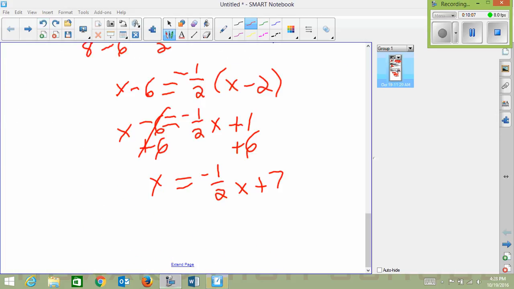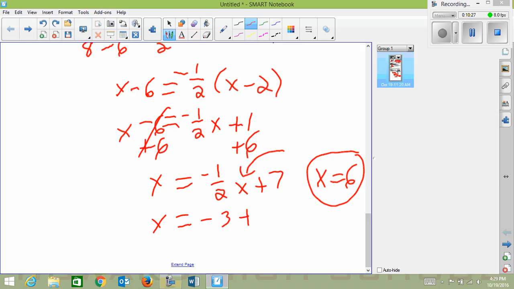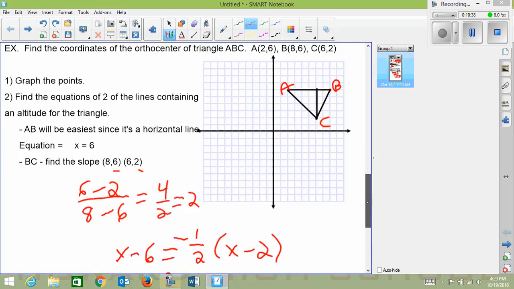Now I have my two equations. So y equals negative 1/2 x plus 7, and then my other equation was x equals 6. So since I know that x equals 6, I can plug it in right here. So y equals negative 1/2 times 6 would be negative 3, and then plus 7. So y equals 4. So my orthocenter is at 6, 4. Once I find my x, I just need to find my y. And I could go back up here and check that.